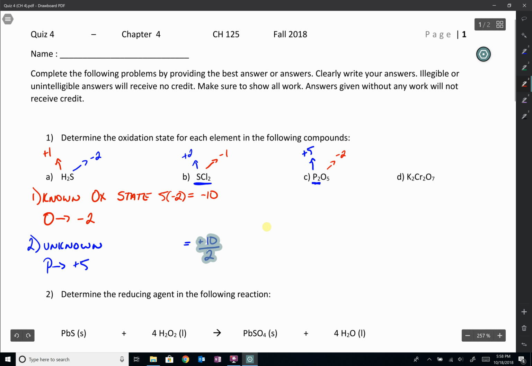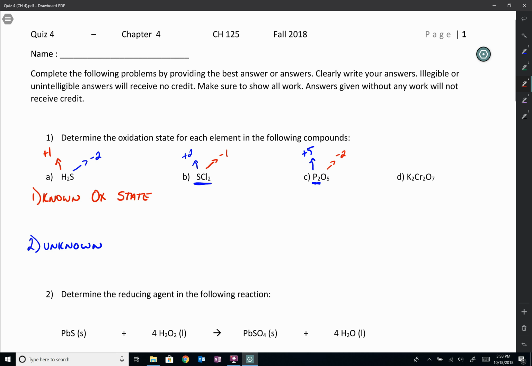D. So problem D is a little bit trickier, right? It's a little bit tricky because we're dealing with a compound that has 3 elements in it. But guess how we're going to solve it? The exact same way. We've got to identify our knowns, and then we identify our unknowns.